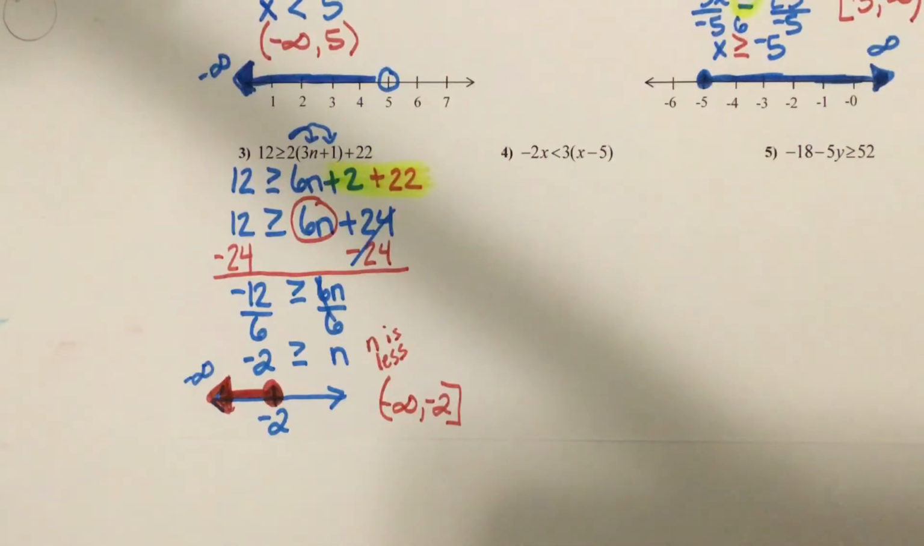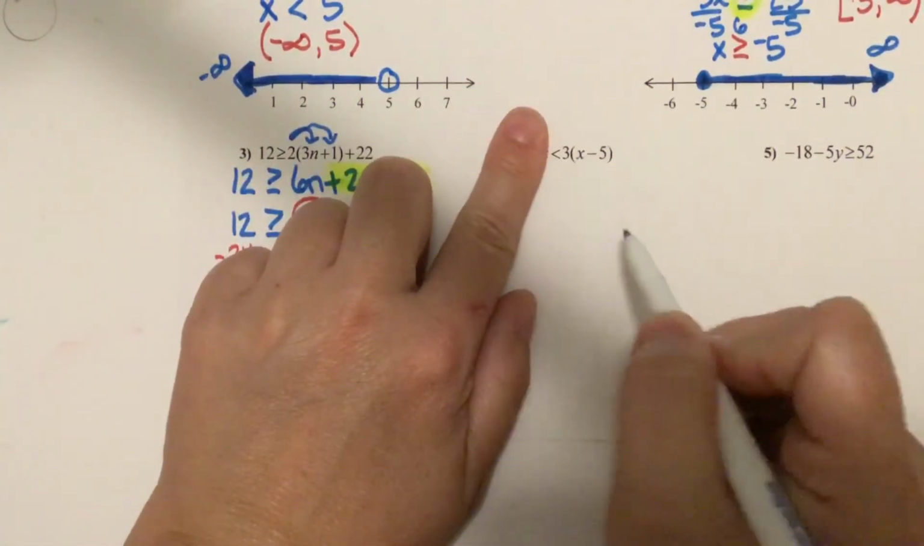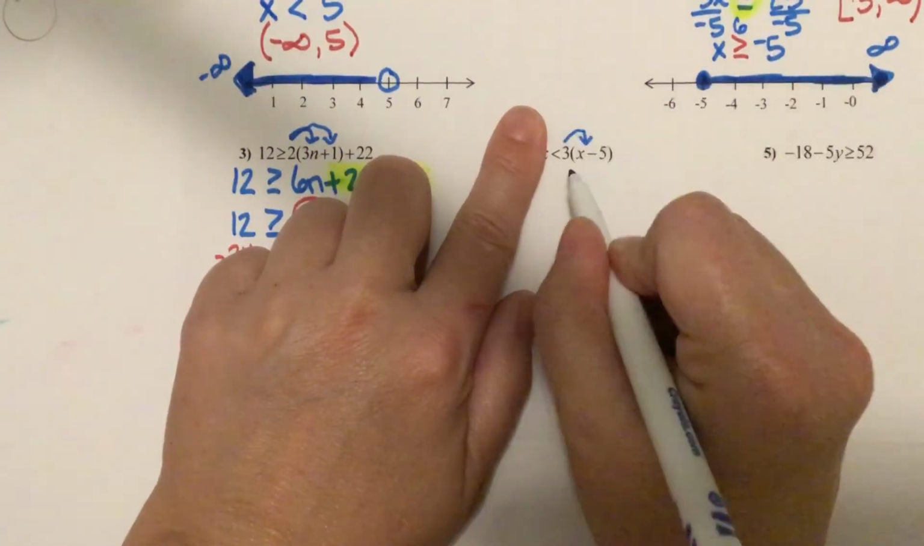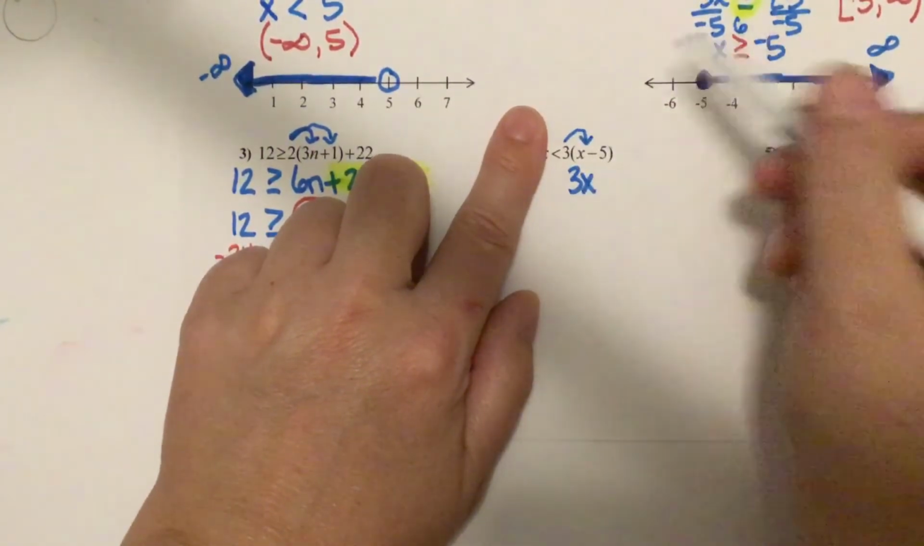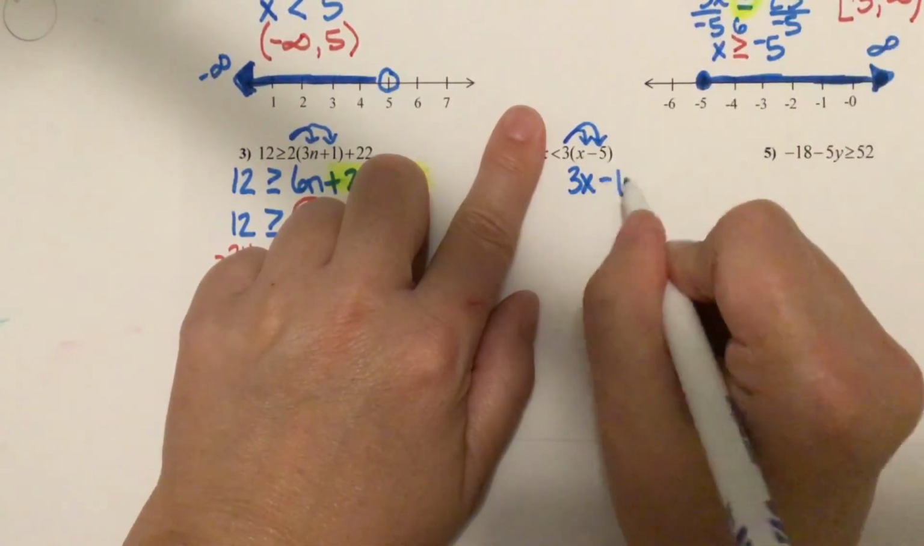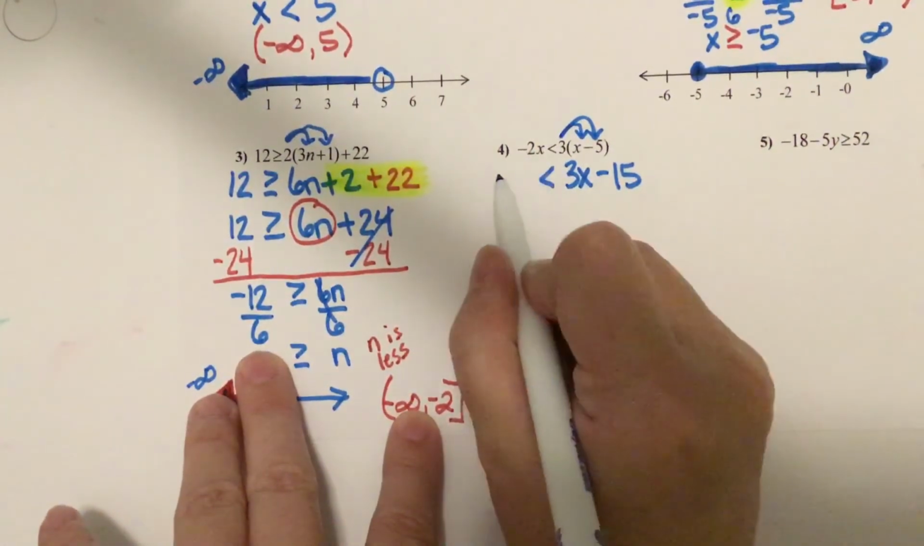All right, let's look at number 4. So, what do you think step 1 is? Distribute. We have parentheses and something smushed against them. So let's distribute. So 3 times x makes 3x. And 3 times negative 5 makes a negative 15. Drop your symbol and drop your negative 2x.